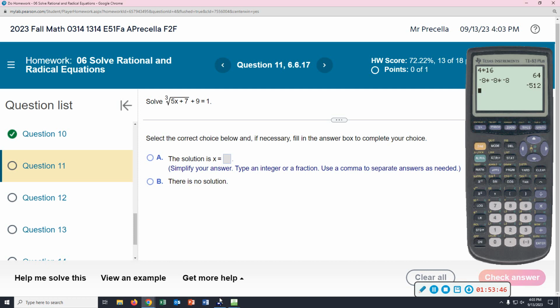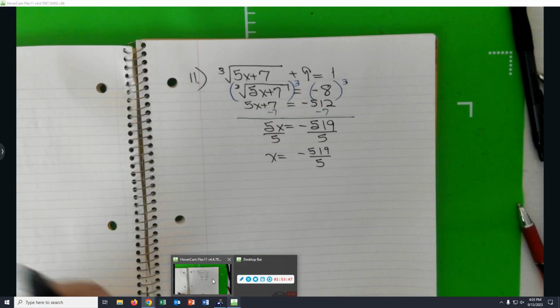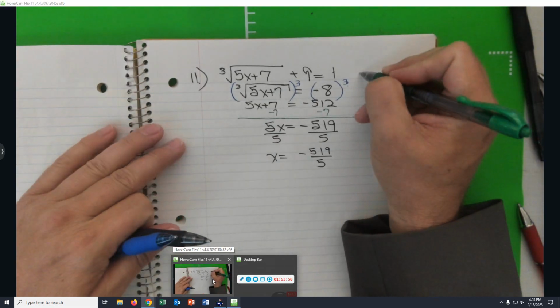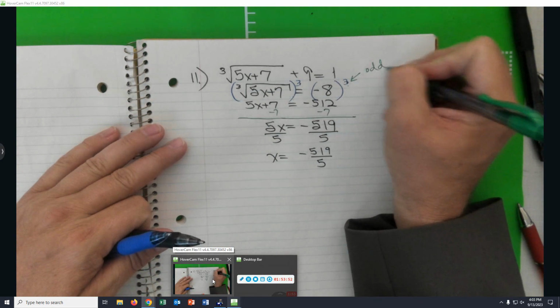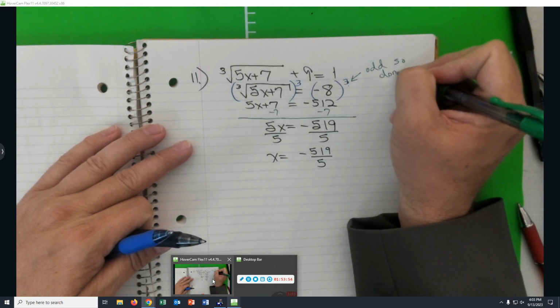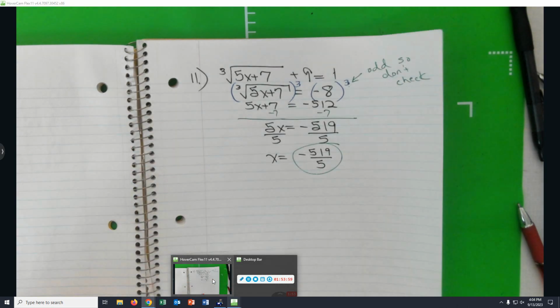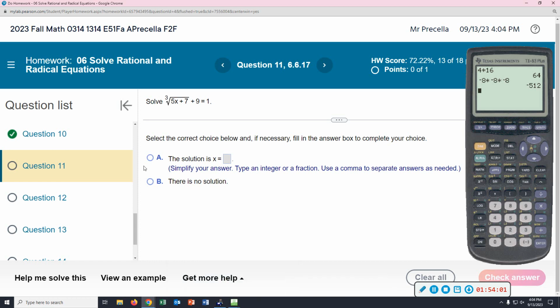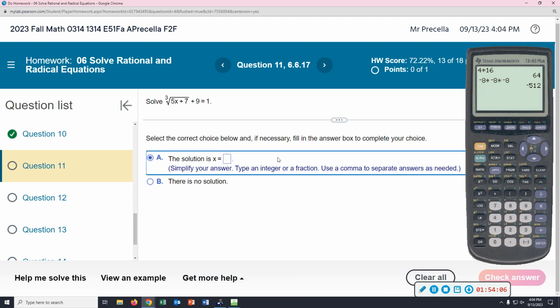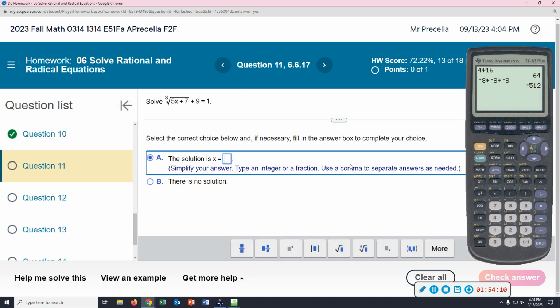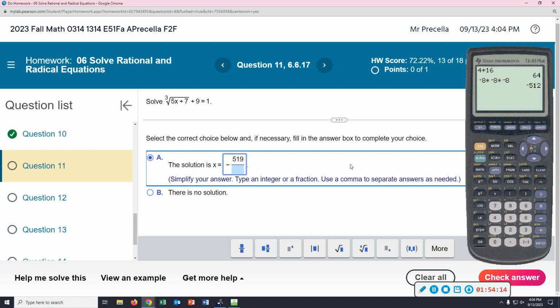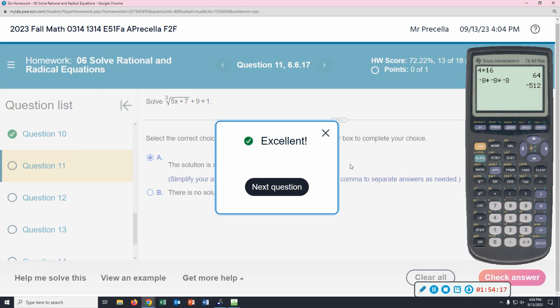Do we have to check? No, because it was an odd root, so don't check. You can check if you want to, but it's got to work. Negative 500... No, click in the box. Oh, shoot. Negative 519, I forgot. Over what? 5. Okay.